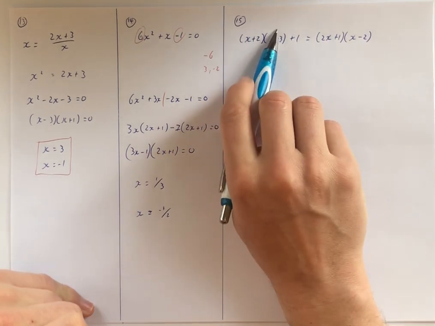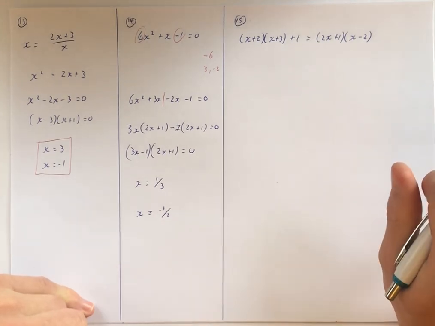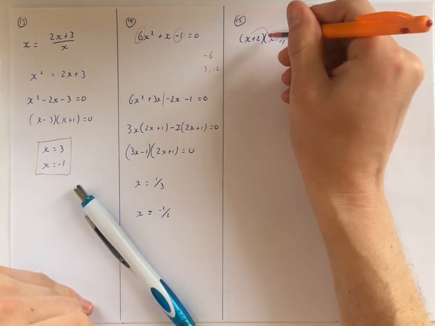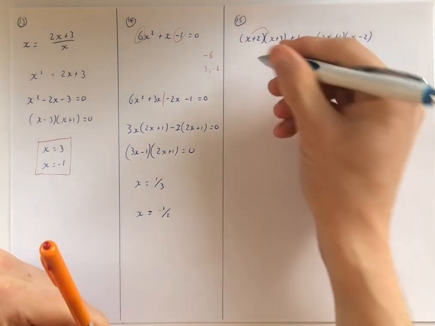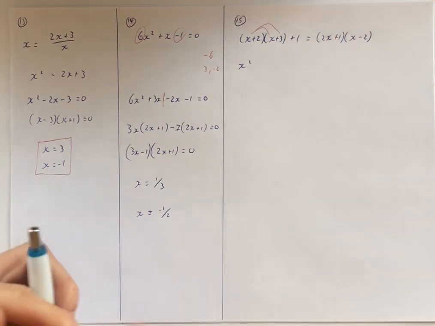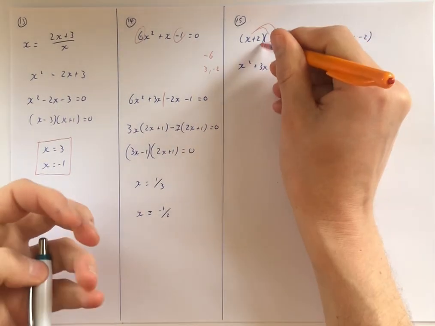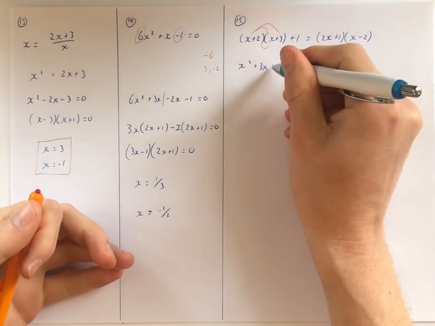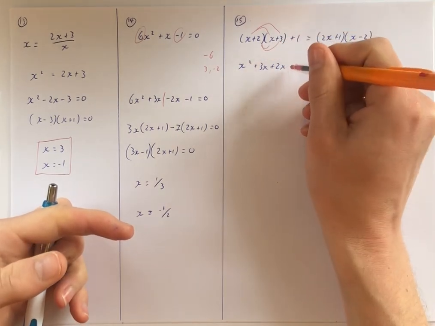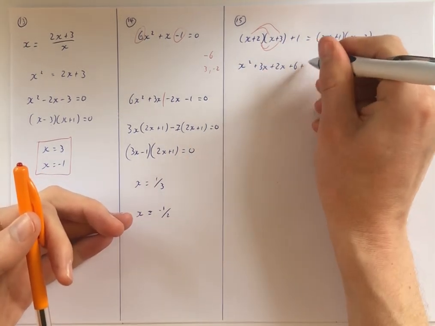Alright, question 15 looks ridiculously hard. That's because you've got brackets multiplying brackets on both sides. So let's just get rid of the multiplication for now. Let's just expand everything out. So x times x is x squared, x times 3 is 3x, 2 times x is 2x, 2 times 3 is 6. And I've still got the plus 1.